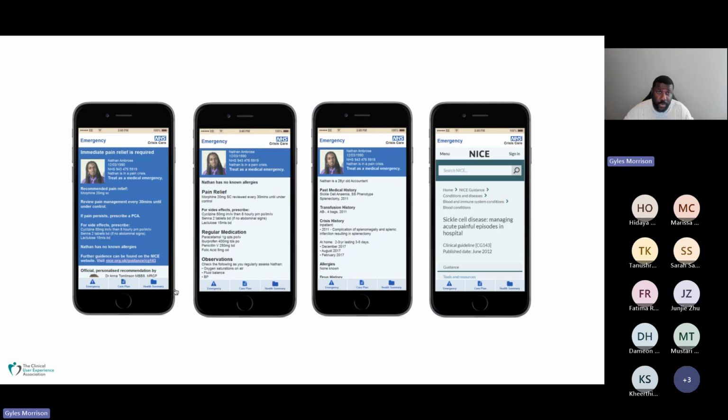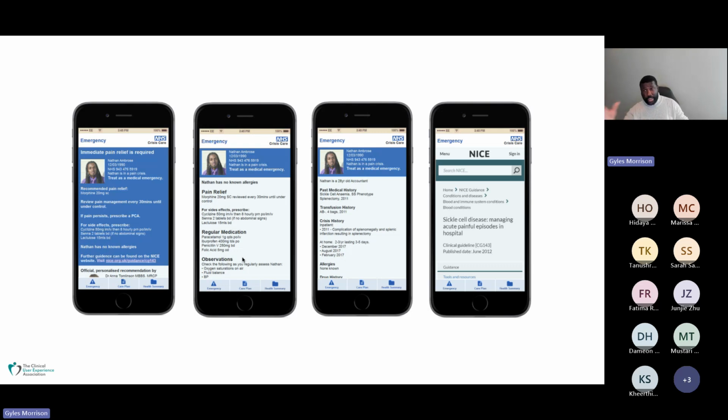It's already downloaded. It's the most up-to-date information after they've seen the hematologist. It went through a few iterations, but generally speaking, it's like, what do you do in an emergency with this patient? What are you going to give as treatment immediately? And then it provides a bit more insight about what sickle cell is, if you need some more information.